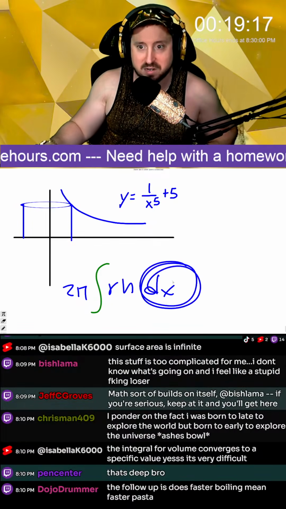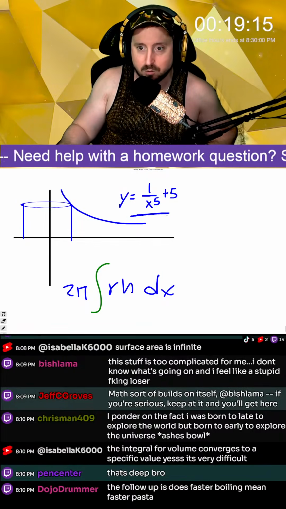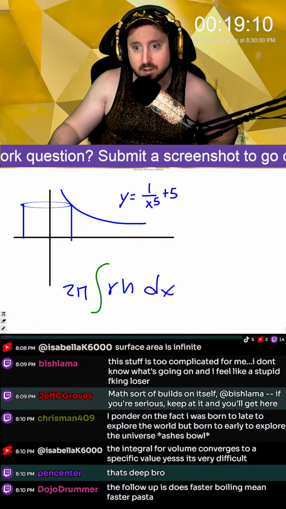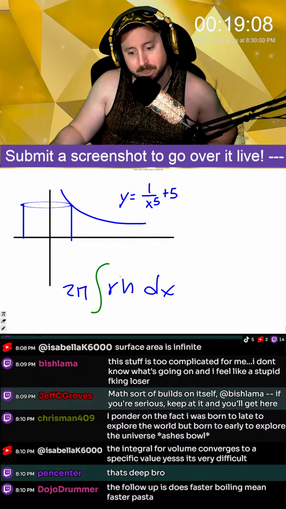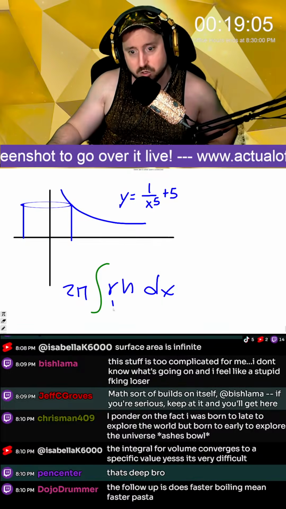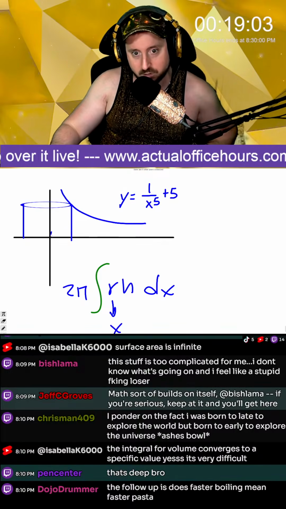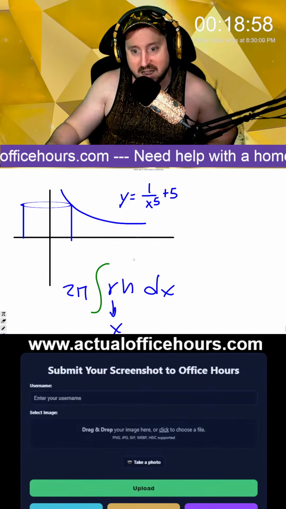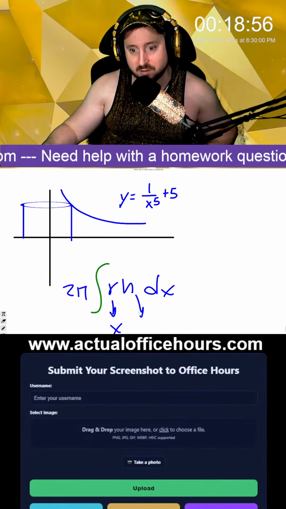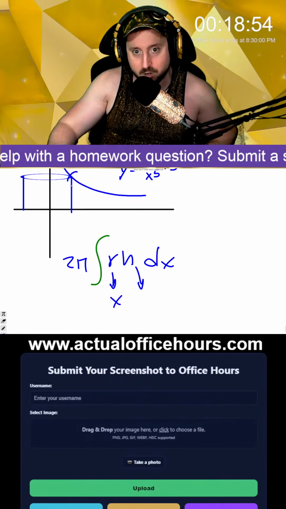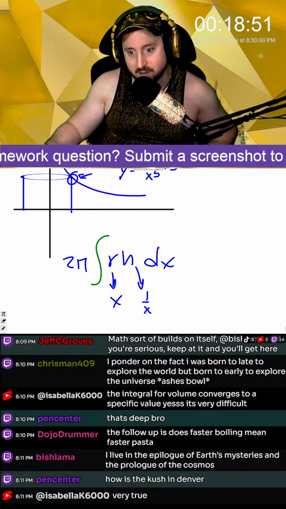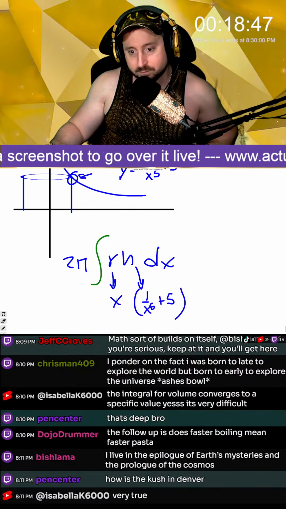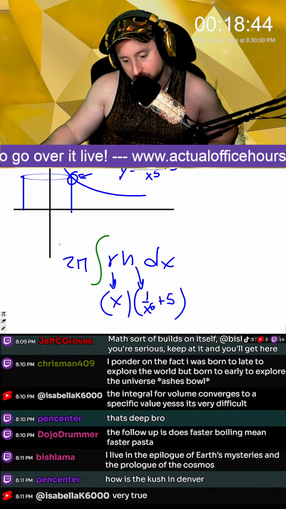The nice thing about the integral being dx is my function is already in terms of x, and it's very easy. I don't have to rearrange things here, right? So in this case, r ends up just being the x coordinate of the function. It just ends up being x. And then the height is simply the y value of the function, which would be 1 over x to the 5th plus 5. Okay? This is a much easier integral to do.